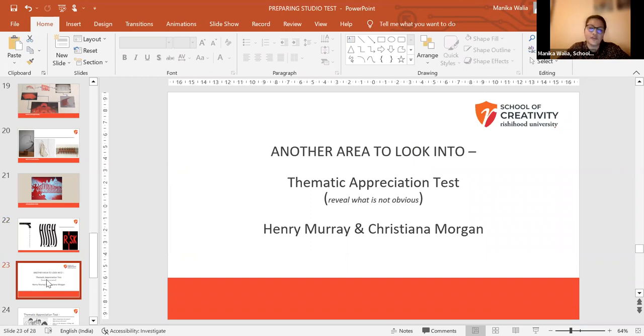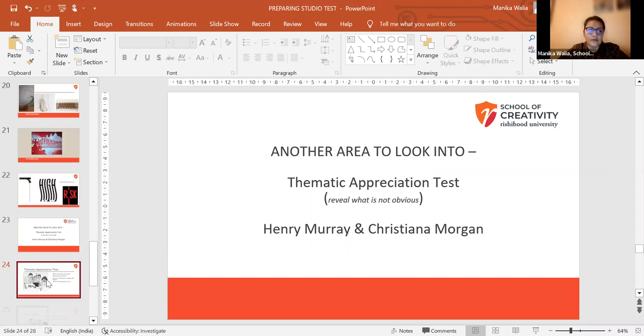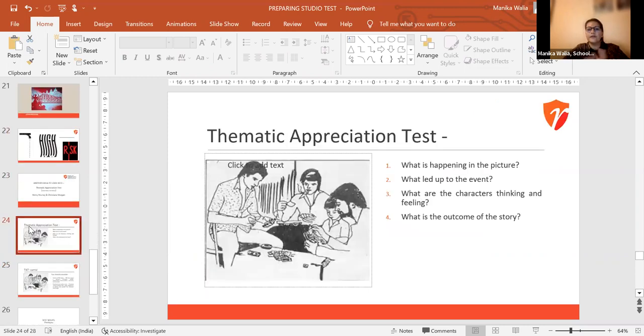Another key area, what I told you in the beginning, is that you have to look into the thematic appreciation test. Now, what is the thematic appreciation test? This test was designed by Henry Murray and Christina Morgan, and these are the psychologists. So they give you a situation, you know, they'll give you a visual like this.